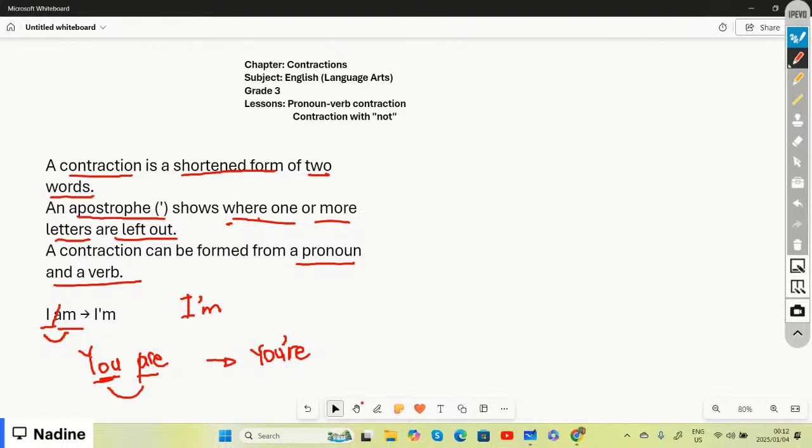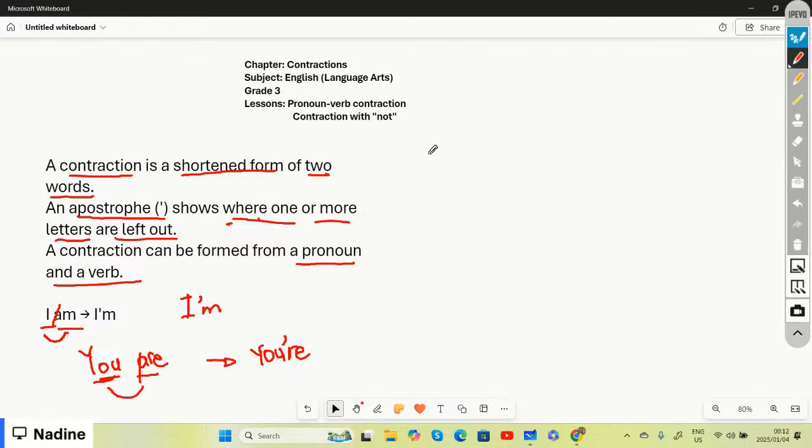Yes. Well done. You are going home now. It's like saying you are going home now, but instead of saying you are, you can shorten those two words by saying you're going home now. Well done.